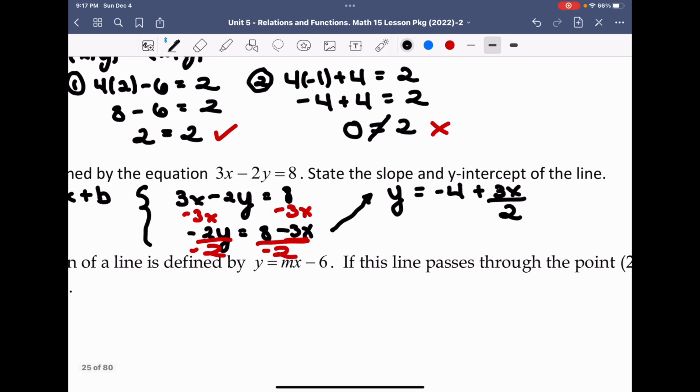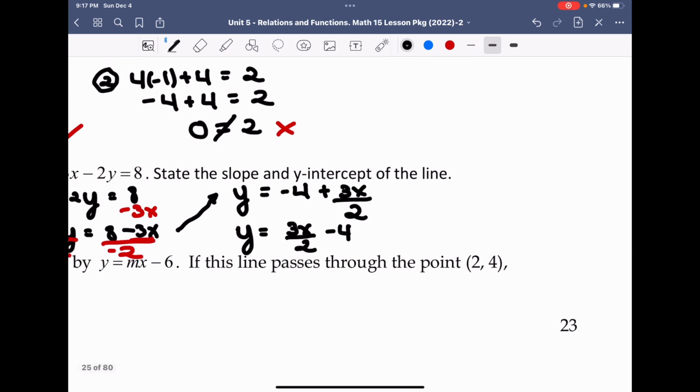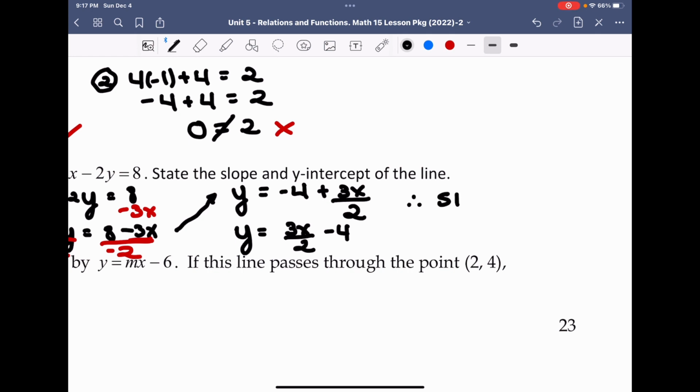And now if I want to reorder this in terms of the general slope-intercept form, this is going to be y = 3x over 2 minus 4. Therefore, off to the side here, our slope is our m value, or the coefficient of the x term. Our slope, which is equal to m, is equal to 3 over 2. And our y-intercept is always the constant term, which is equal to negative 4, or the one without the variables here.